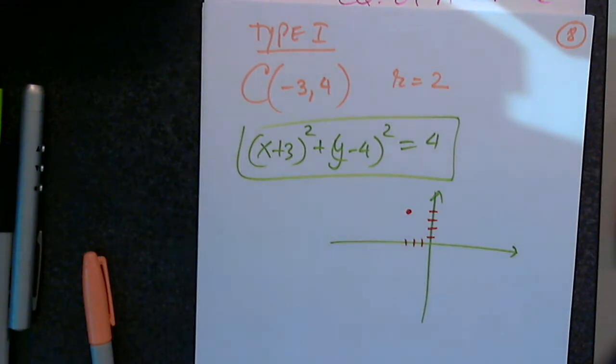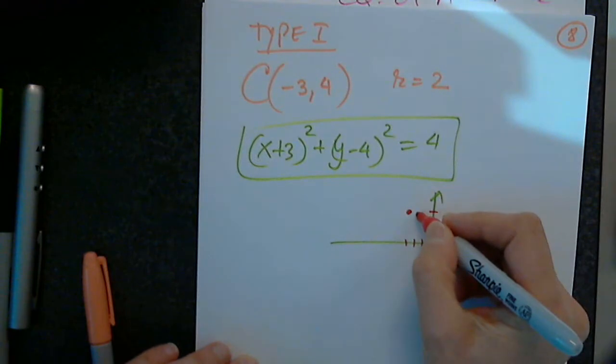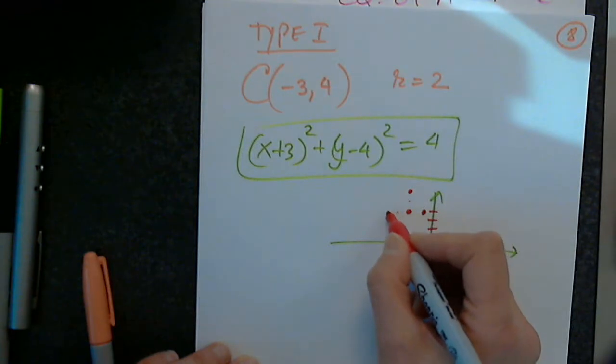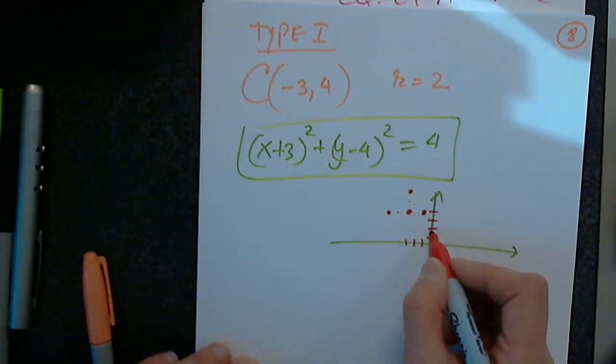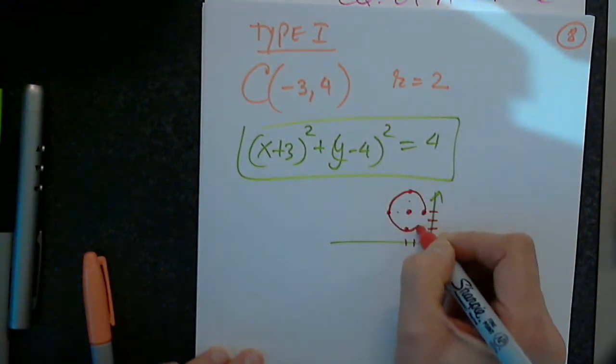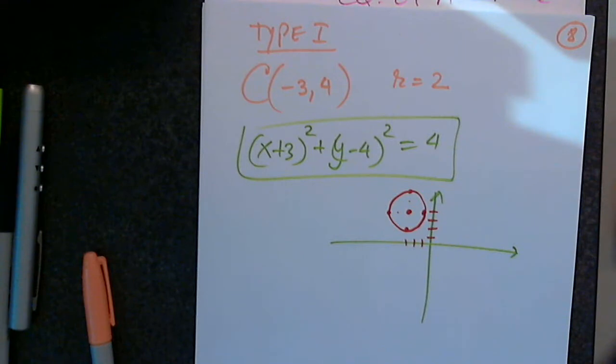I create 4 points. All of them have to be at an equal distance from the center. One of them will be north, one east, one west, one south, exactly 2 units away from the center. So 2 units away will be here, here, here, and here. And now I connect those points. So this is the graph of the circle, centered at (-3, 4) with a radius of 2.